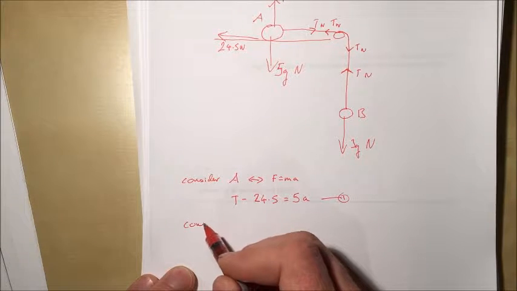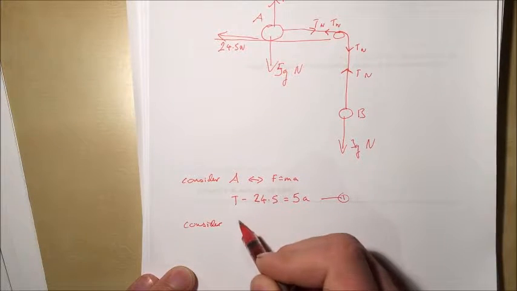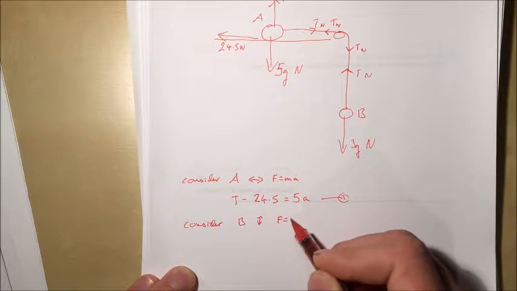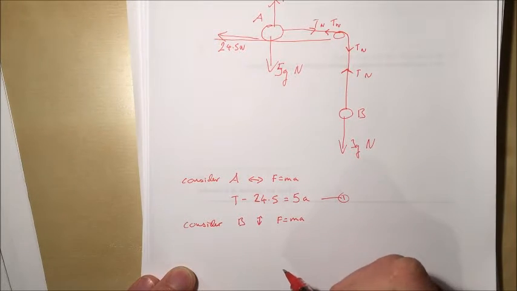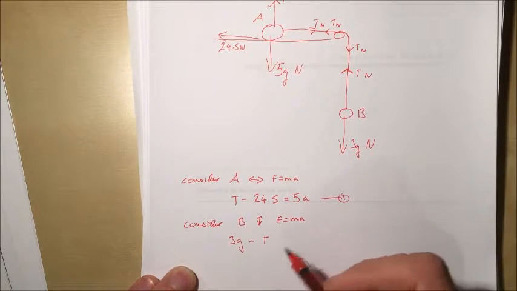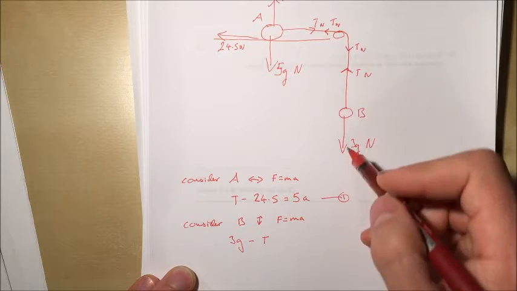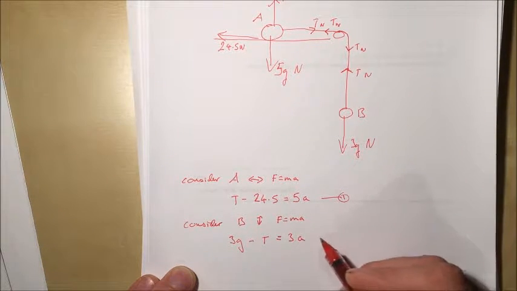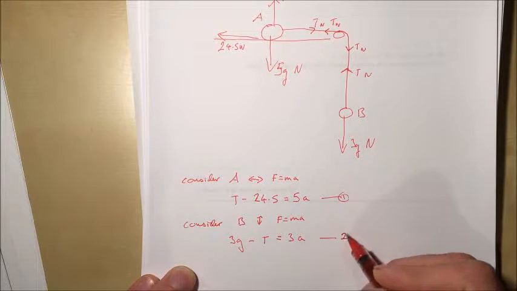Then we'll consider B, its vertical motion, and its F equals ma, because there is an acceleration. So that is 3g minus T, that's the net force on B, equals 3, which is the mass, times a, which is the acceleration. And that's equation number 2.